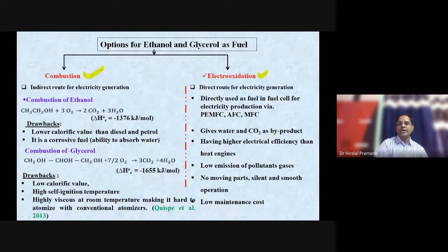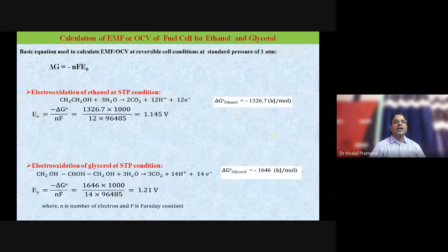No moving parts, silent, smooth operation. I am talking of the fuel cell. If you don't want to use it in a car, directly for power generation, you get DC, and then you have a converter, directly used for all the household devices, electronic and electrical appliances. You can use it to run all those appliances using a fuel cell. Low maintenance.